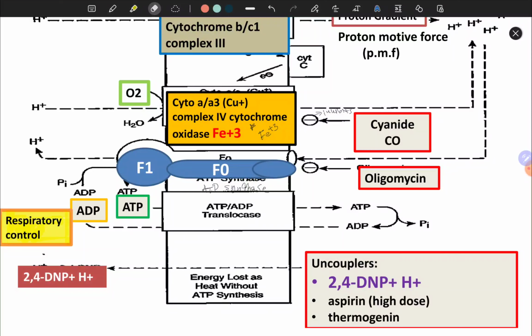Okay? An example of an uncoupler is 2,4-dinitrophenol, which is a weak base that allows H back to the matrix.